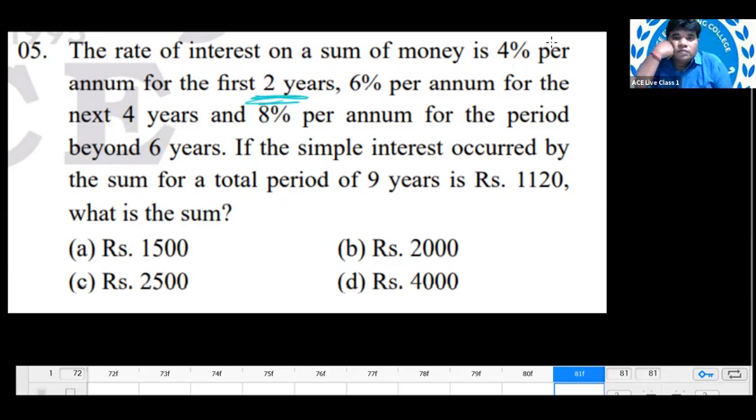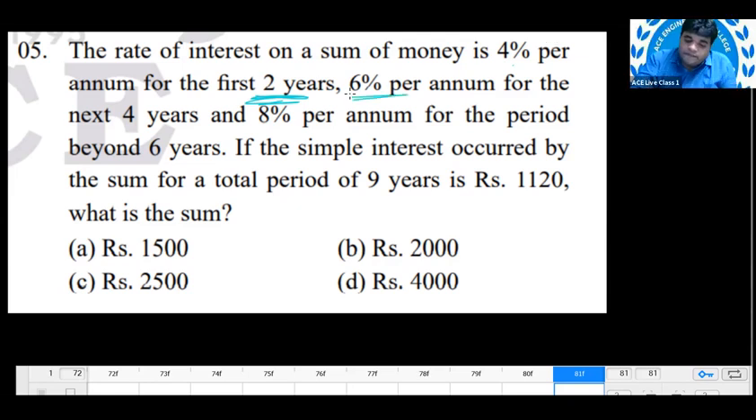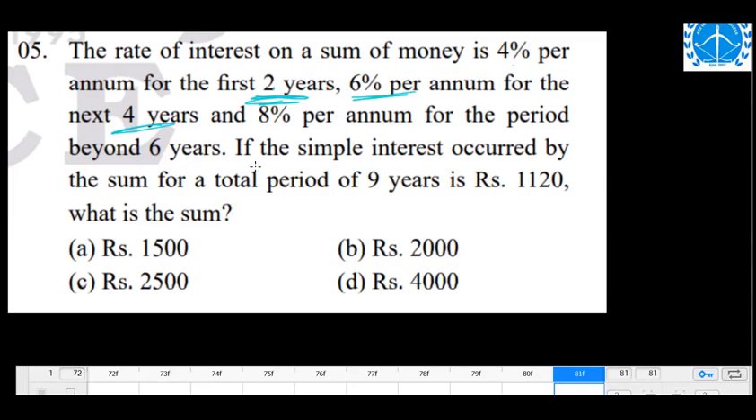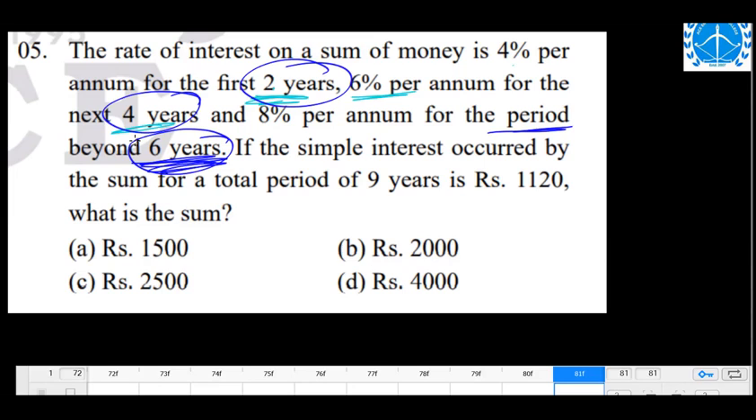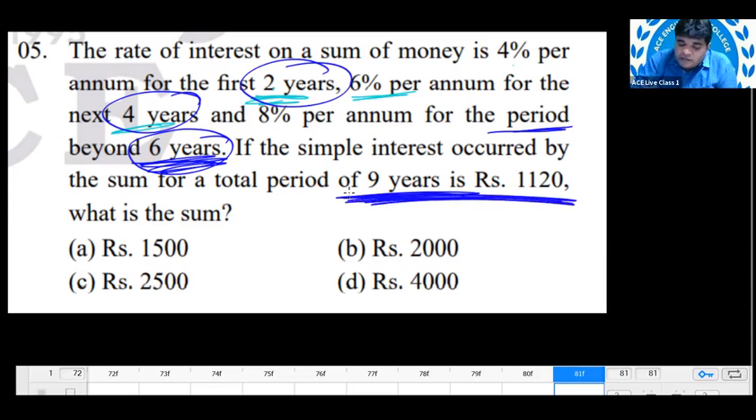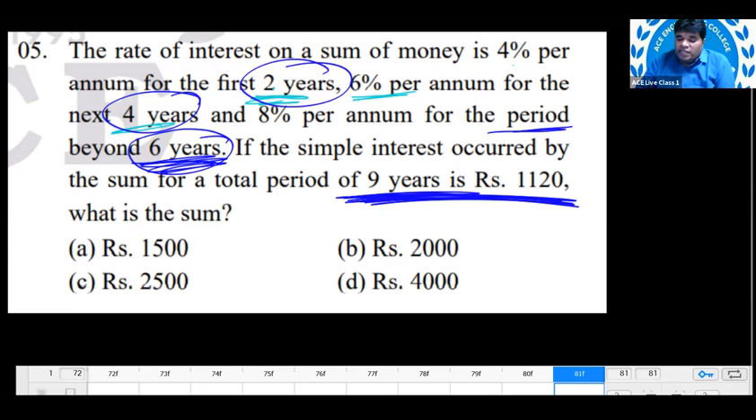Next, 6% per annum for the next 4 years. 8% per annum for the period beyond 6 years. So up to here 2 years completed, here 4 years completed, here 6 years completed, total 12 years completed. If the simple interest accrued by the sum for a total period of 9 years is 1120. Interest is given for how many years? For 9 years, not the complete 12 years.